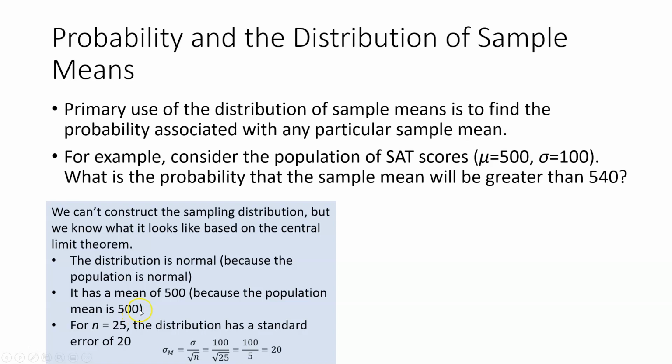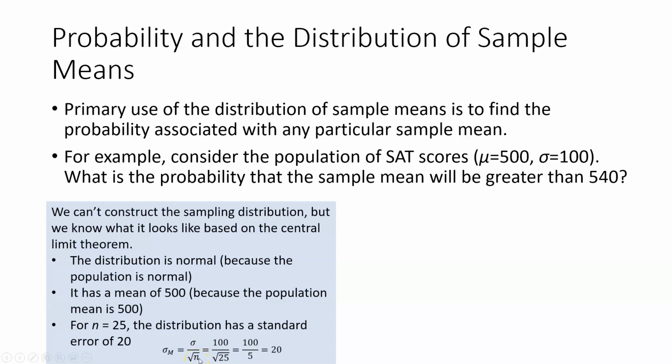And the sampling distribution always has the same mean as the population itself. And if we have a sample of, say, 25, then the distribution has a standard error of 20. Why? Because the standard error of the mean is equal to sigma over the square root of n. It's equal to the population's standard deviation over the square root of the sample size.